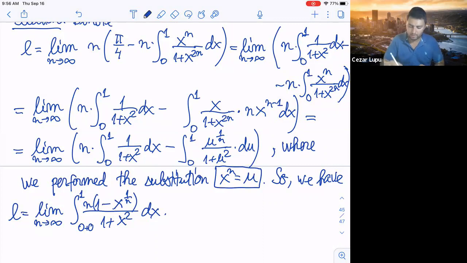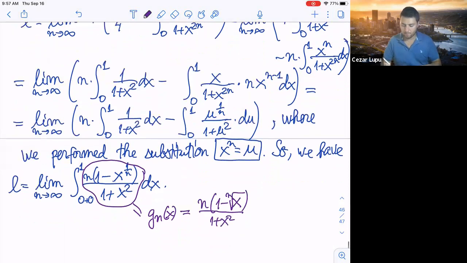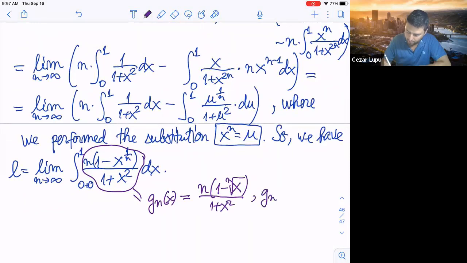Now we can consider this sequence of functions. Let me consider this a g_n of x. So let me write it here again: g_n of x is n times 1 minus x to the power 1 over n, over 1 plus x squared. This g_n is defined on [0,1] and is real valued. So that's my sequence of functions.